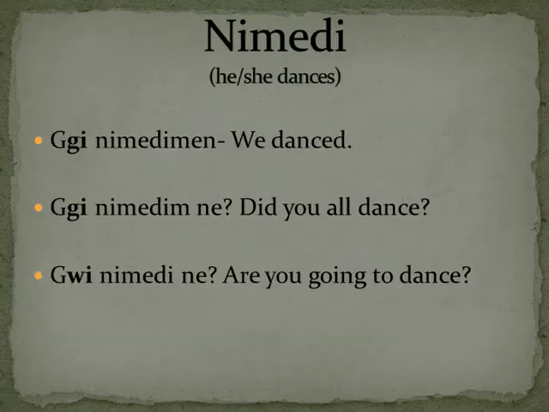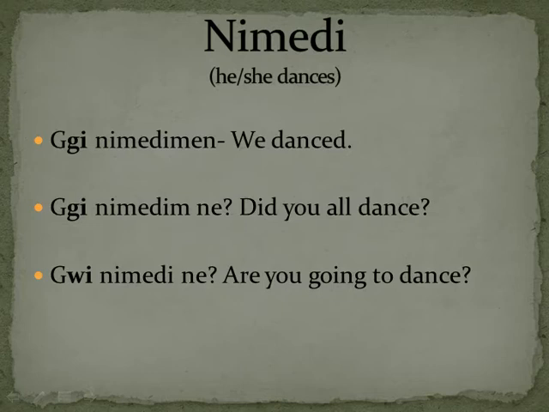Here's one with nimedi, he or she dances. Gigi nimedimen. We all danced. The g and the men indicates it's us all that did it. The gi is the past. Nimedi is the verb to dance. Gigi nimedimne. Did you all dance? The g and the m indicates you all. The gi is the past, and the ne indicates a question.